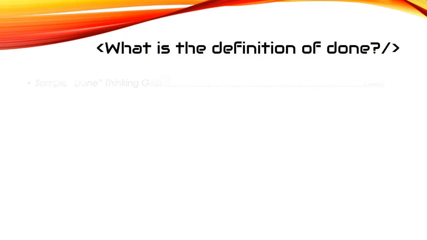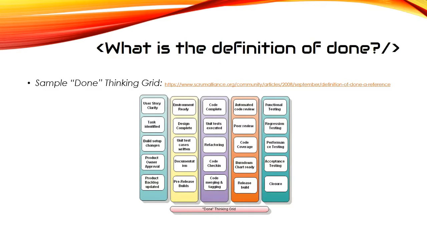So here's a sample definition of done, and this is called a thinking grid, and this comes from the Scrum Alliance. I'm not going to go through everything below, but what you can see is that it talks about user story clarity, making sure that you define your tasks, build your setup changes, get your product owner approval, and so forth. It goes through making sure your environment is ready, that certain tests are done, that your code is complete, unit tests are done, code is checked in, merging and tagging, automated code review, peer review, code coverage, burn down chart is ready, and it goes down through functional testing, regression testing, and performance testing and whatnot. So this is just one sample of a definition of done, but you really need to take a look at your own situation and come up with your own definition of done.